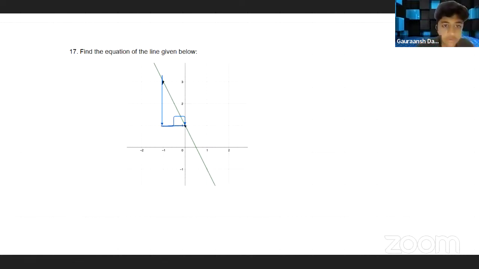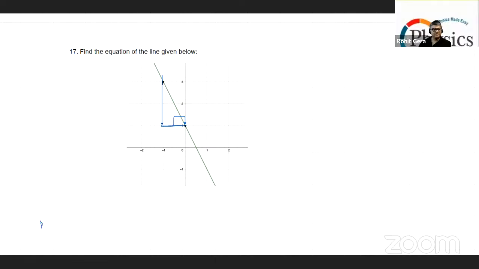So rise over run. Which 2 points are you marking? I've taken -1, 3 and I've taken 0, 1. Please mark them and write them. Identify them clearly. So you are finding 2 points on the graph. Name them. I'm calling this A and the coordinates are these. I'm calling this B and the coordinates are these.